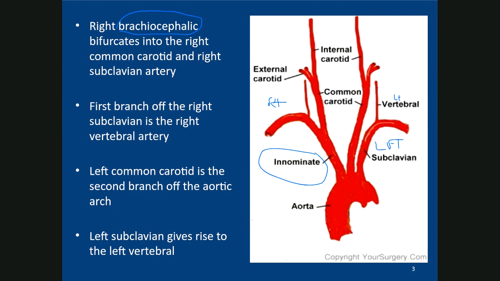The left common carotid artery is the second branch off the arch. So this is the first one, the innominate or the brachiocephalic. The second is the left common carotid artery, and the third branch is the left subclavian. Now, they're going to ask you this on your abdomen registry. They'll also ask you this on your vascular registry.